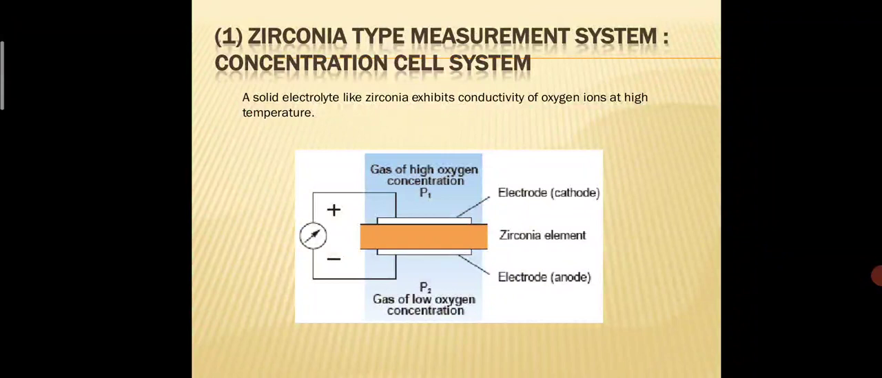The concentration cell system. First, a solid electrolyte like zirconia exhibits conductivity of oxygen ions at a high temperature. Here we see that the zirconia element is placed between two electrodes, one acting as a cathode and the other as an anode. The concentration of oxygen is varied across this zirconia element, and the variation of the different oxygen concentration value is analyzed by this instrument. This is the basic principle of this instrument.